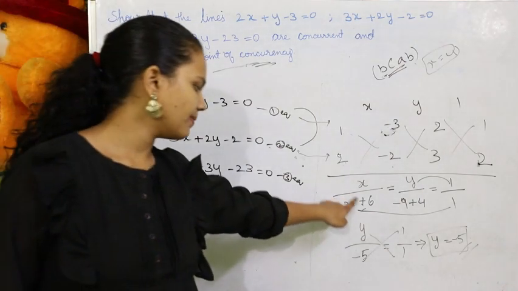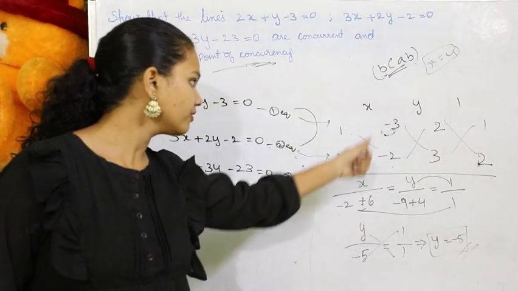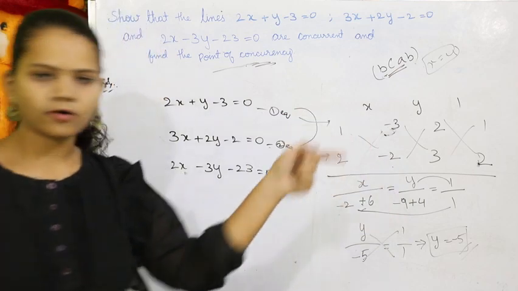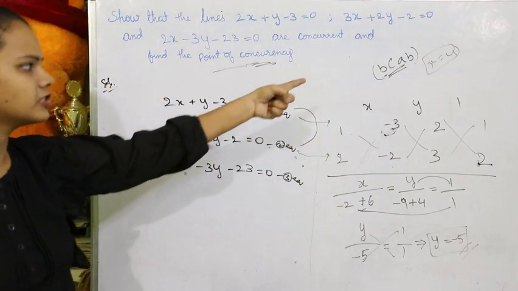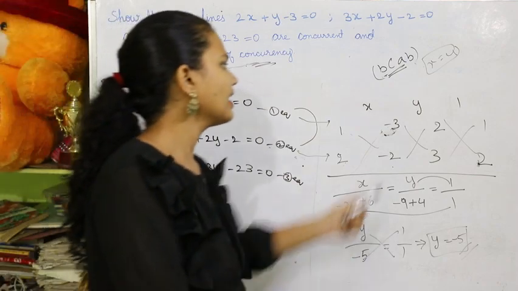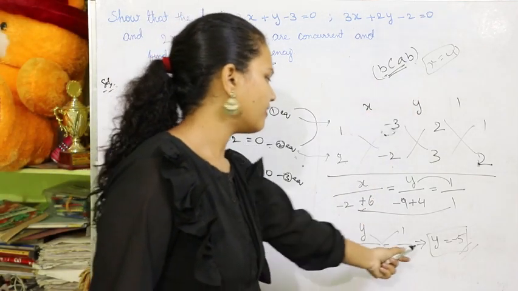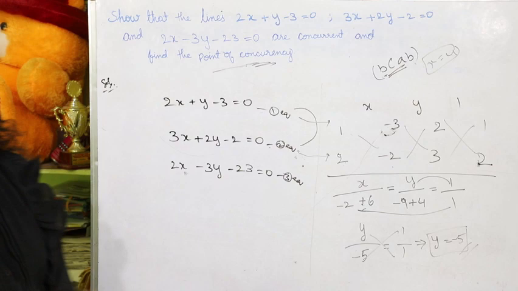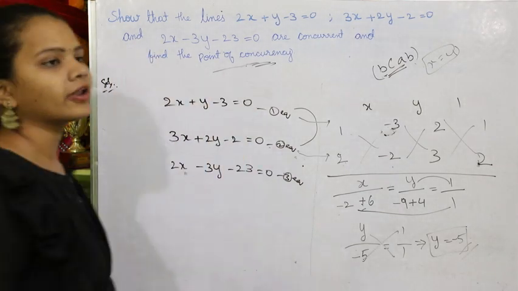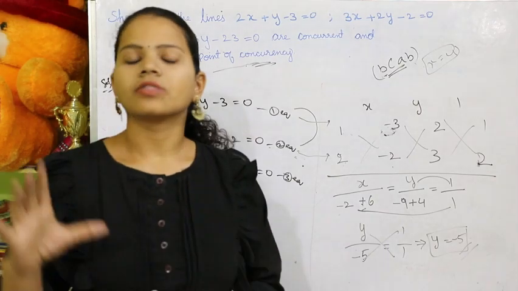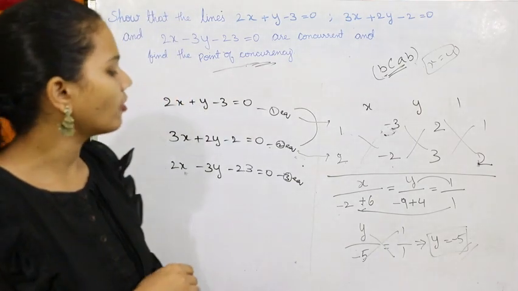So x by 4 equals 1 by 1, I have cross multiplied this. So that's what I have got, where the x value is equal to 4. Here you can see the x value I got is 4, and the y value I got is minus 5. Now here the point of concurrency would be, guys, 4 and minus 5.